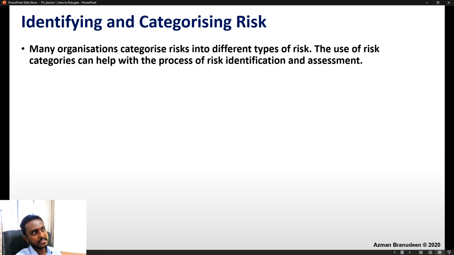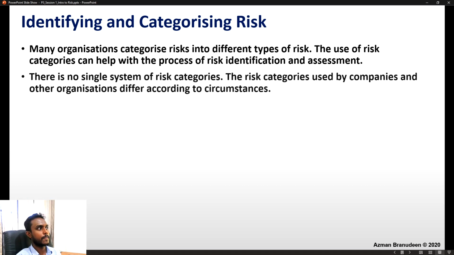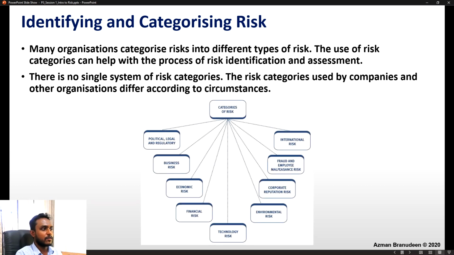Now, many organizations categorize risks into different types. The use of risk categories can help with the process of risk identification and assessment. So there is really no single system, and the risk categories used by companies and other organizations differ according to the situations and the circumstances. So there can be very unique risk categories for very unique businesses. Keep that in mind.